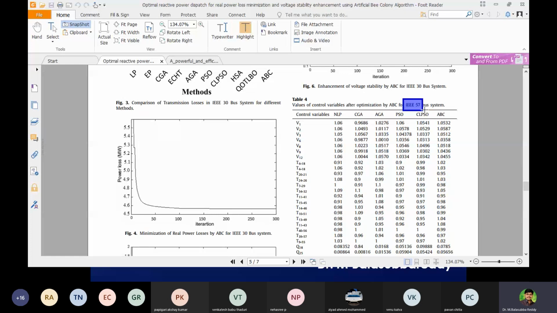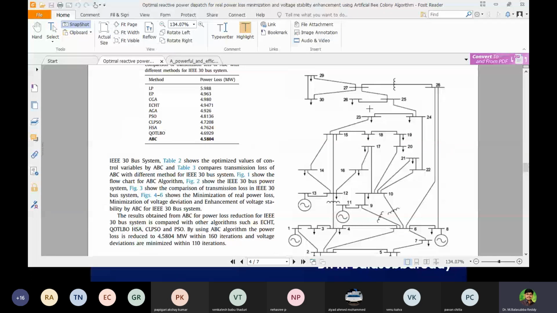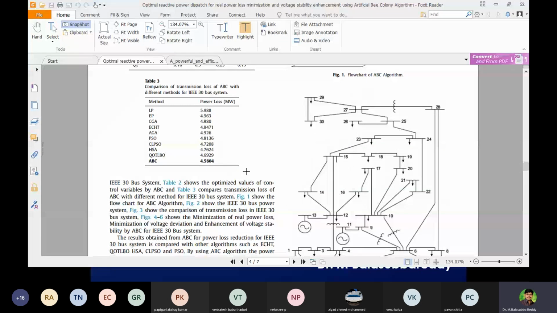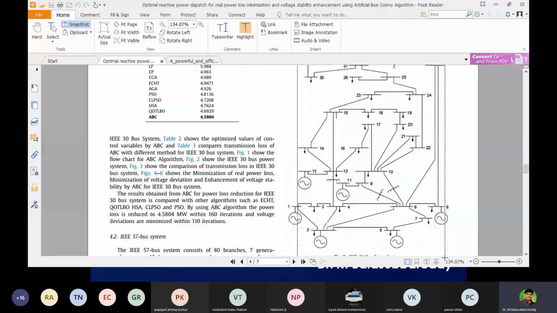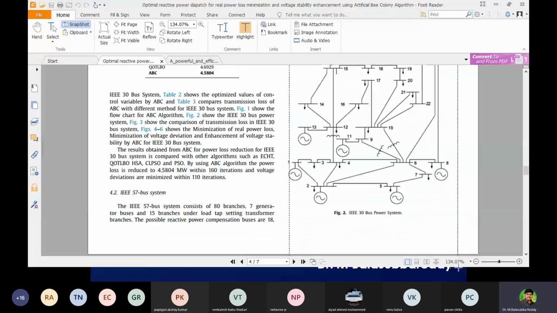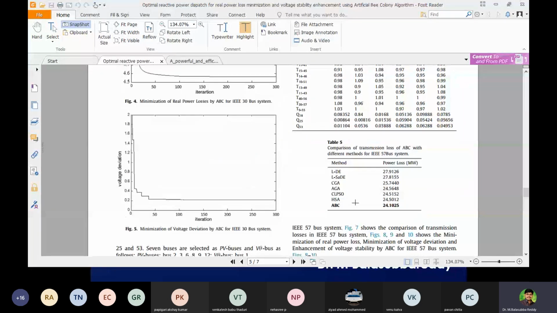And if you go to some other transmission system or power system, you will get some other value of power loss. Here in the IEEE 30-bus system, we noticed we got 4.5, no? But if you go to the IEEE 14-bus system, you may get something like 3 point something megawatt. So that depends on the transmission system. If it is a bigger system with more transmission lines, then obviously the loss is also more. And similarly here, for the 57-bus system, you will get a loss of 24.1025 megawatt.